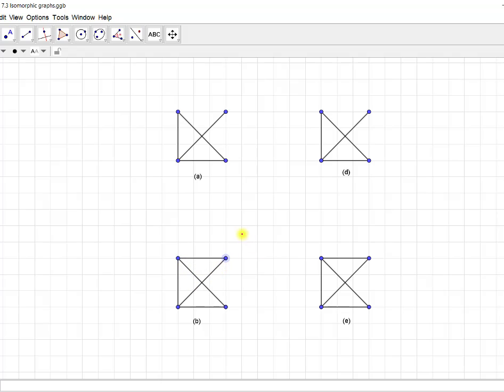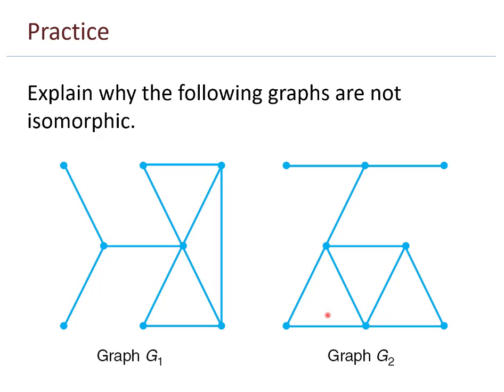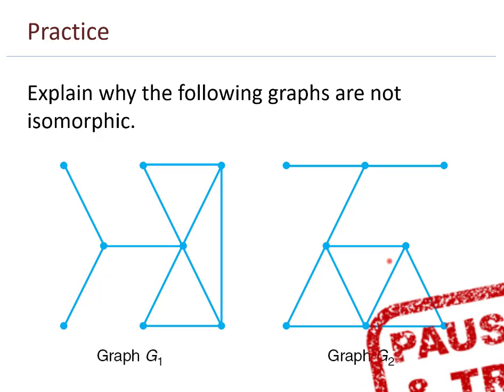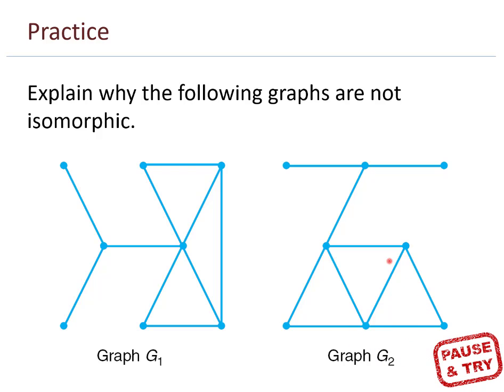There we go. I've changed B into E. Explain why the following graphs are not isomorphic. Alright, take some time, give this a try.